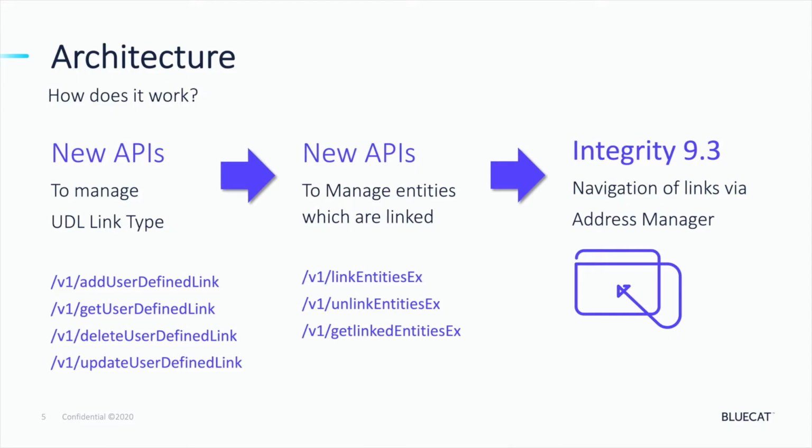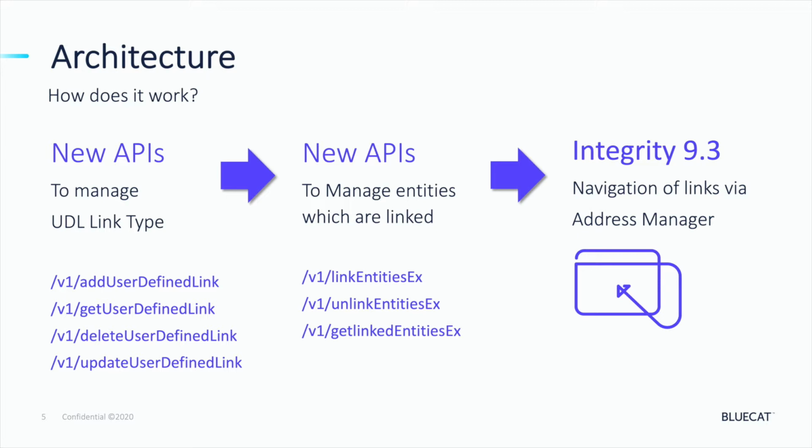So let's now take a look at the architecture. How does this actually work? Firstly, new REST APIs have been created to define and manage the definition of a new navigation link type called the user-defined link. This defines the implicit relationship. Links can be added, retrieved, deleted, and updated using the new REST APIs.